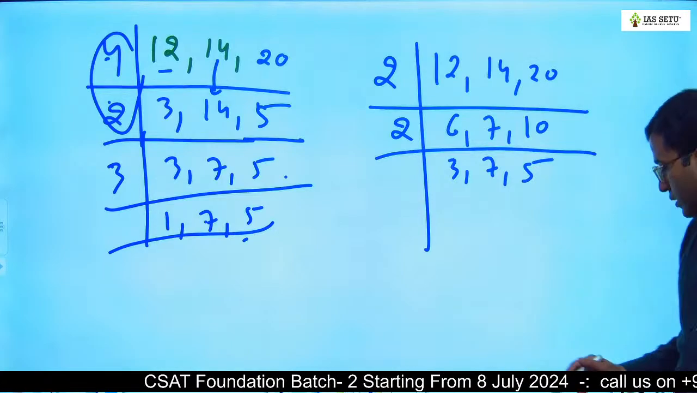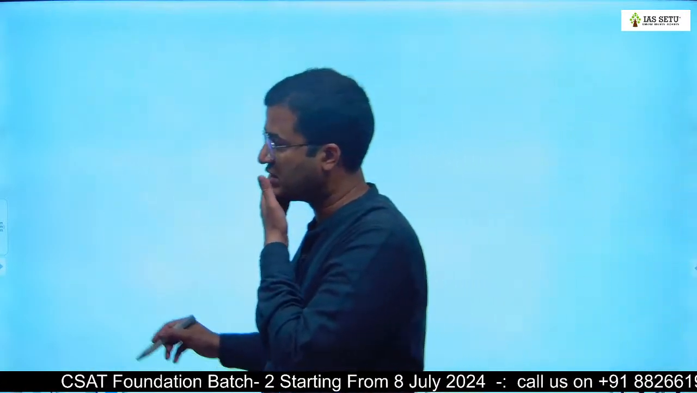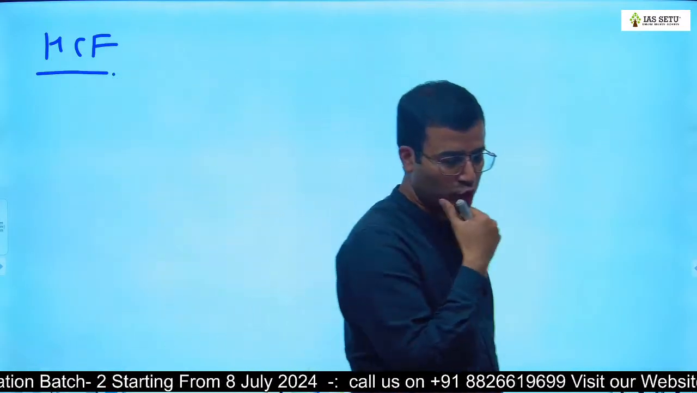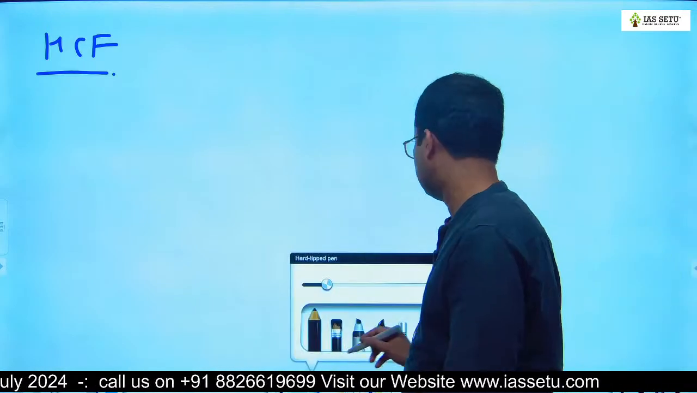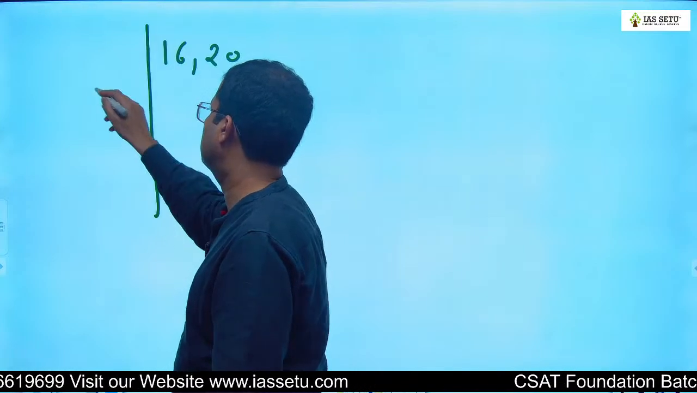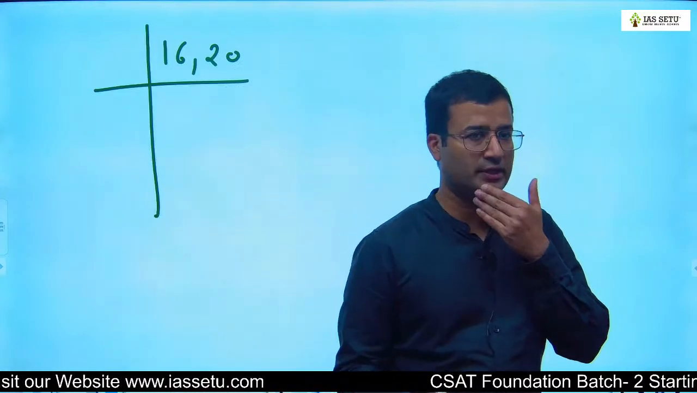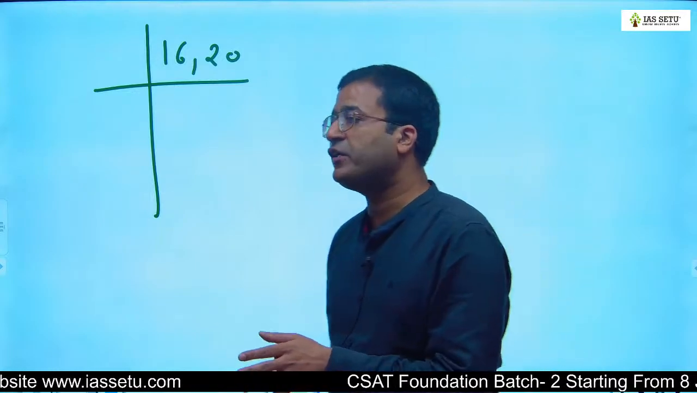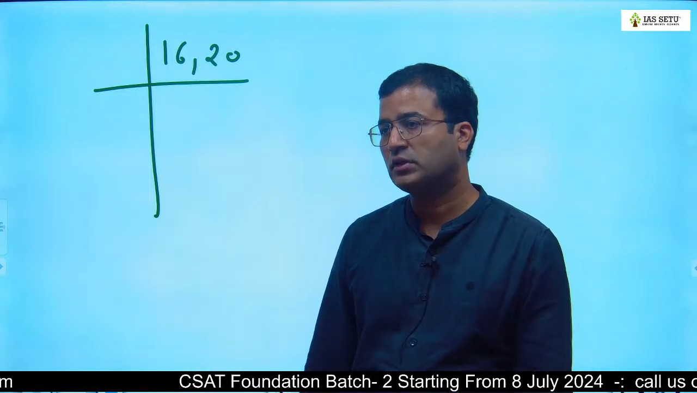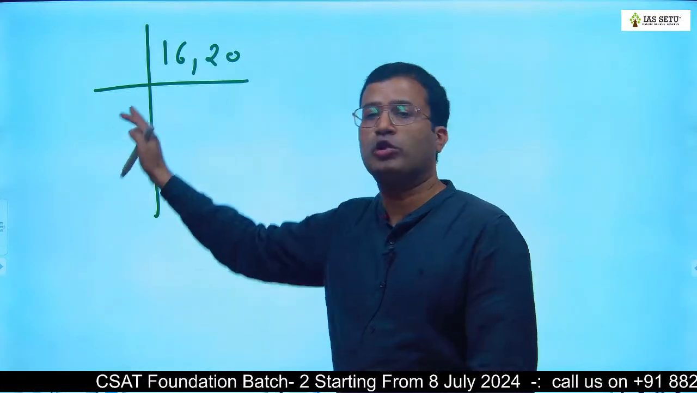Now here next is HCF. How we can use the method, how to find HCF of 2 or 3. Like numbers are 16 and 20. HCF here is this factorization method. HCF is less time consuming. It should be common from all the numbers.